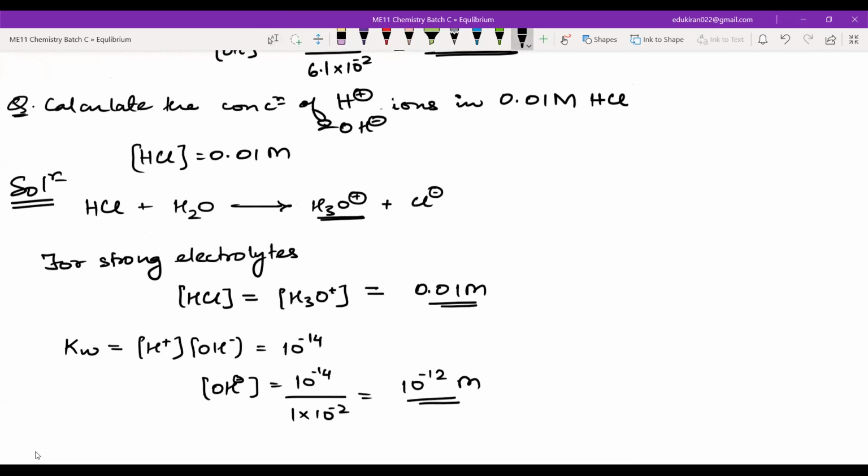So for strong electrolytes, you don't have to do much. The concentration of acid will be equal to the concentration of H plus ions, and the concentration of base will be equal to the concentration of OH negative ions if you are adding a base. But we have to look at the weak electrolytes, weak acids and weak bases.